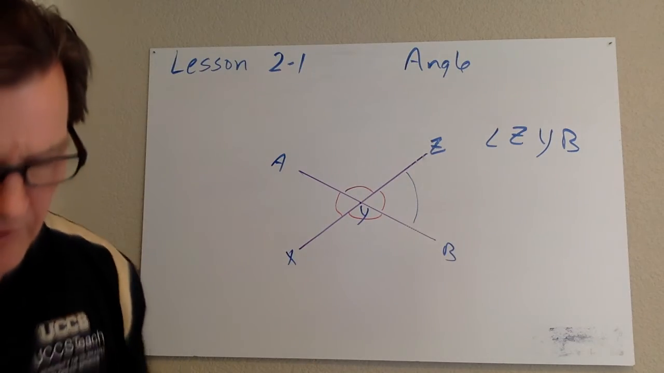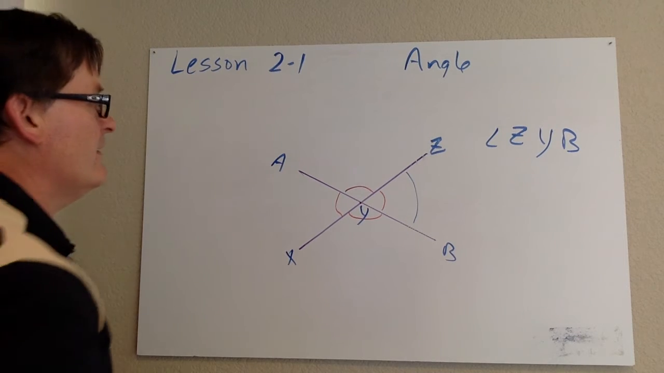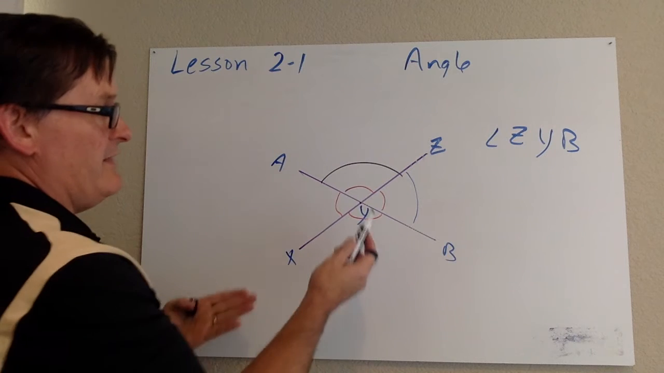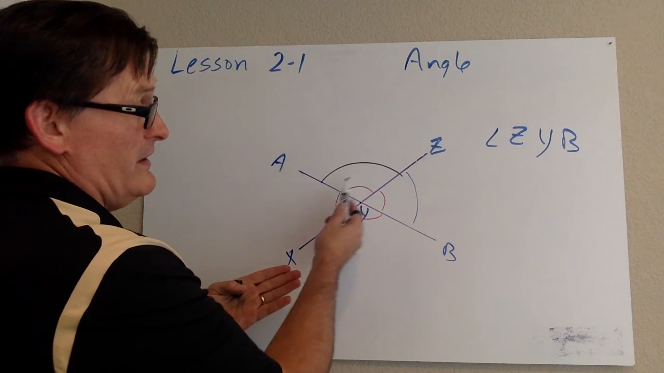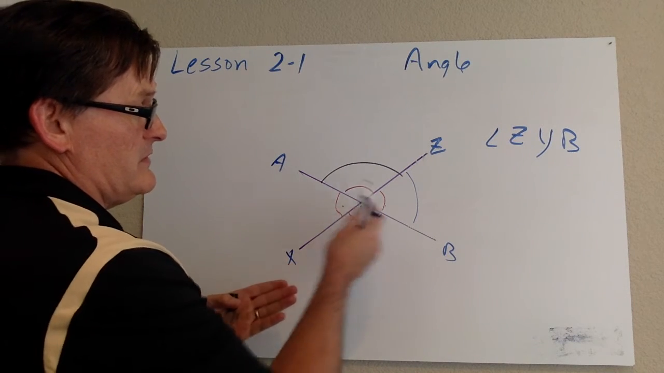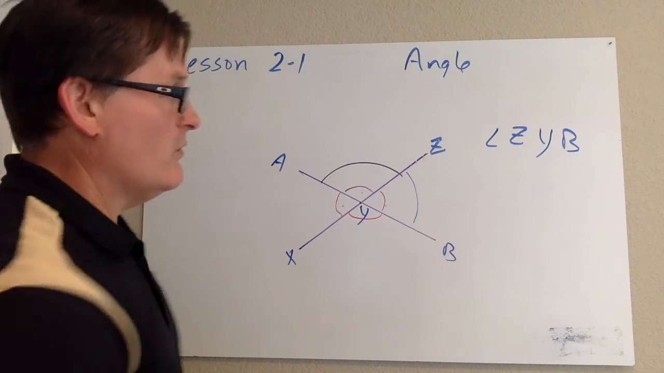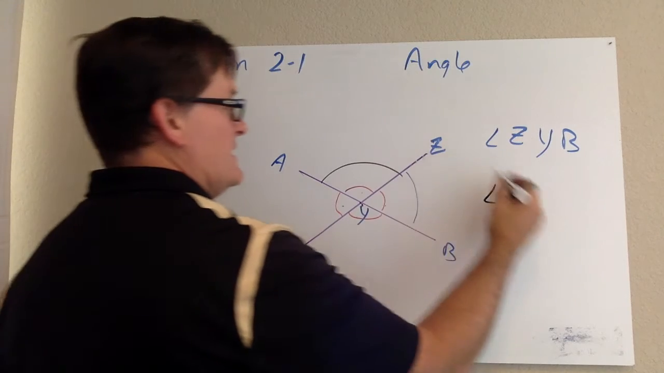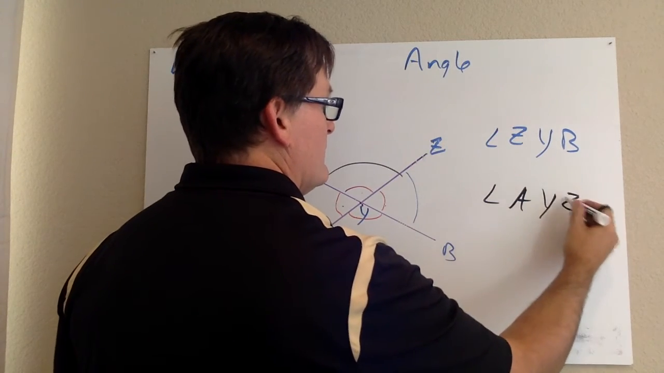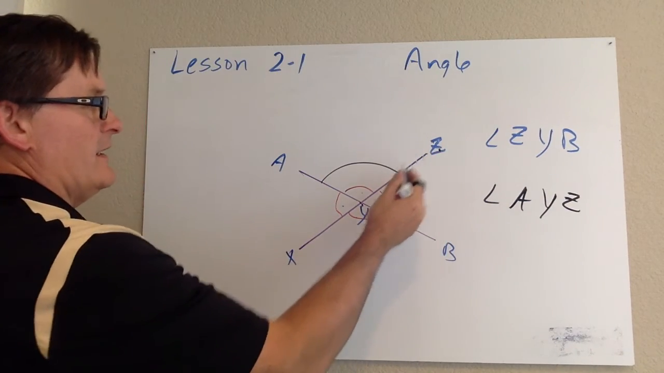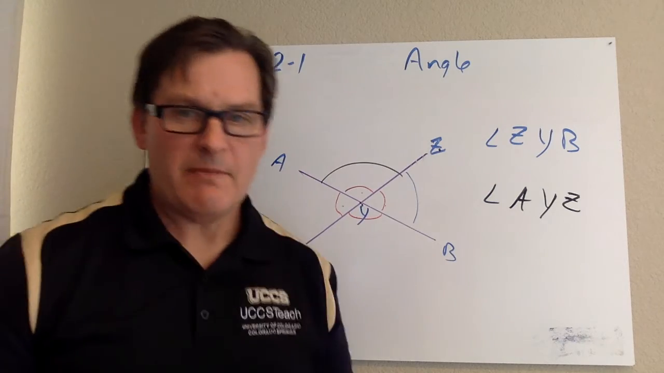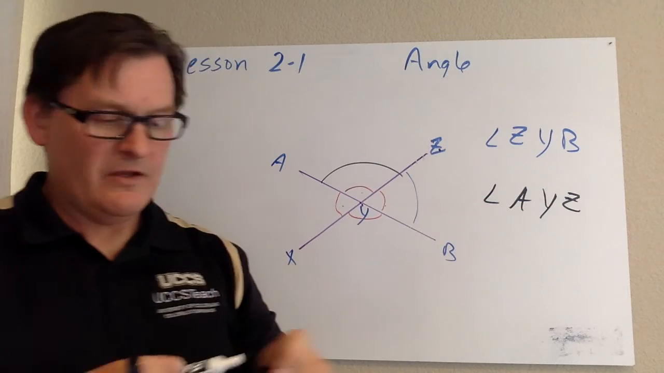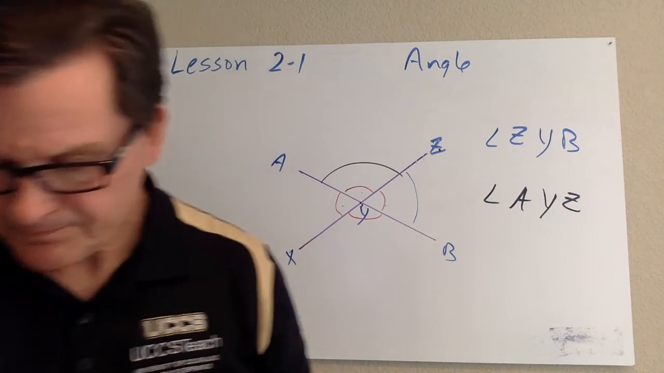Just to drive the point home, let's look at a different angle. Let's look at this one. So I'd have to give the name of that. Again, angle Y wouldn't work because all four of these, this one, this one, this one, this one, could all be given the name angle Y. So I have to be a little more specific. This is angle AYZ. Of course, I could go the other way and call it angle ZYB. Doesn't matter as long as that vertex, the point where they come together, Y is in the center.